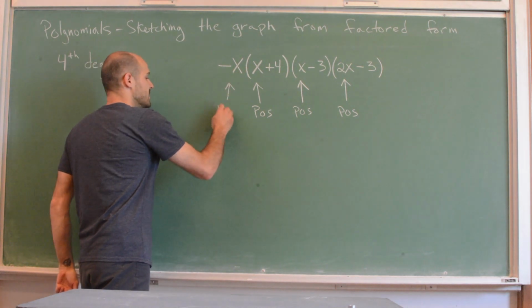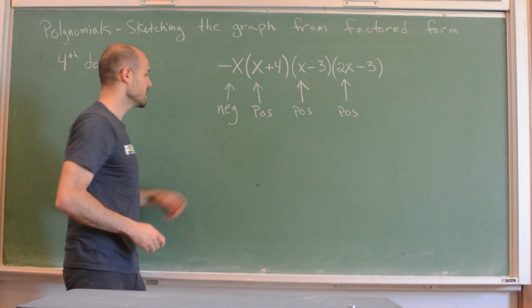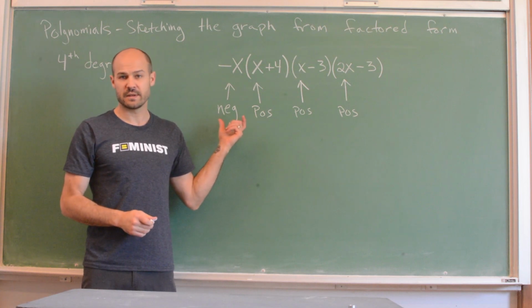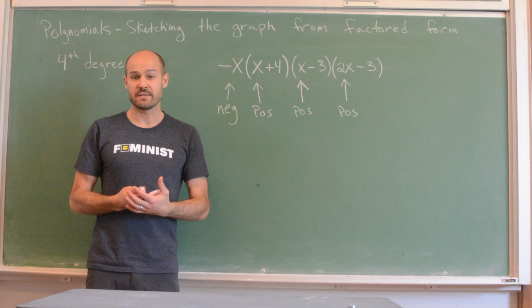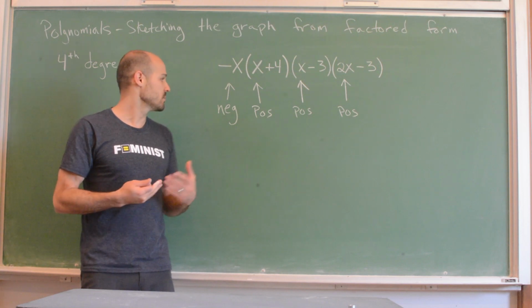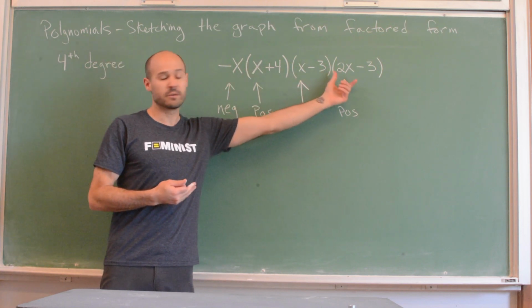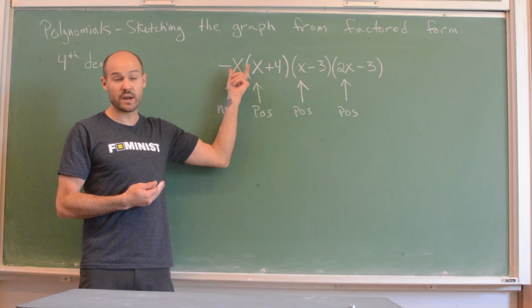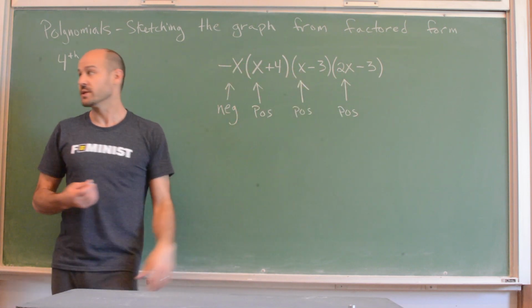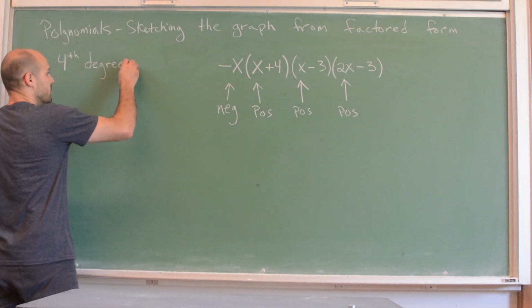So when you have these four factors where one of them is negative, that means your whole product is going to be a negative product. So our leading term is a fourth degree polynomial because there's four x terms, but it's going to be negative because one of those x terms was negative. So now we know our fourth degree polynomial is negative.